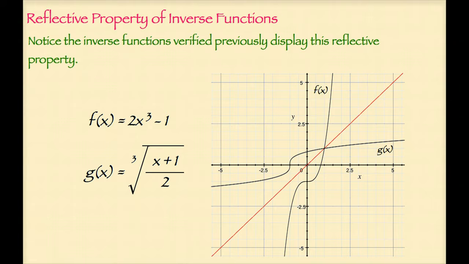Notice that the inverse functions we previously verified also display this reflective property. Here is the graph of f of x, 2x cubed minus 1, and here is the graph of g of x, the cubed root of the quantity x plus 1 over 2. These two functions are symmetric with respect to the line y equals x.